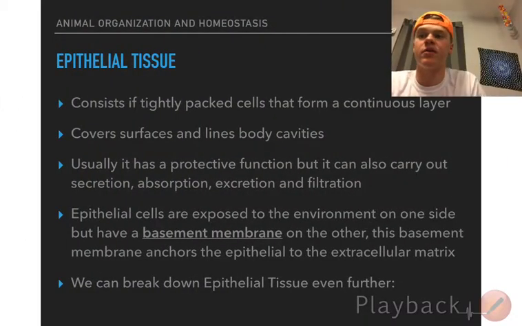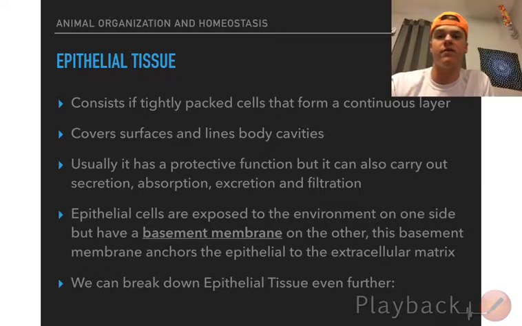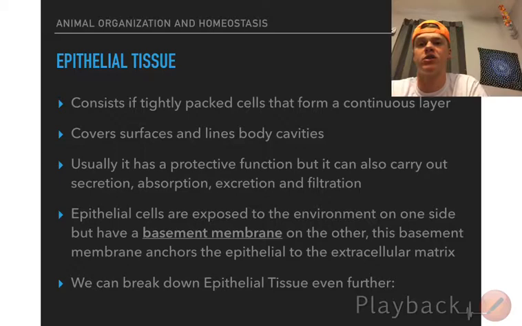First one is epithelial tissue. It consists of tightly packed cells that form a continuous layer, covers surfaces and lines body cavities. Usually it has a protective function, but it can also carry out secretion, absorption, excretion, or filtration. Epithelial cells are exposed to the environment on one side but have a basement membrane on the other. This basement membrane anchors the epithelial to the extracellular matrix, and we can break down epithelial tissue even further.